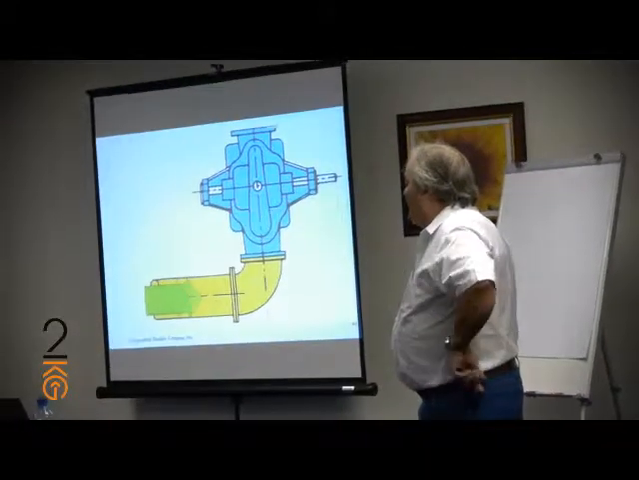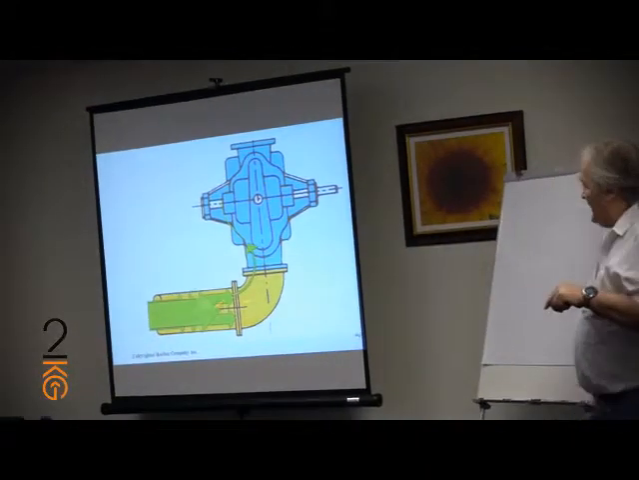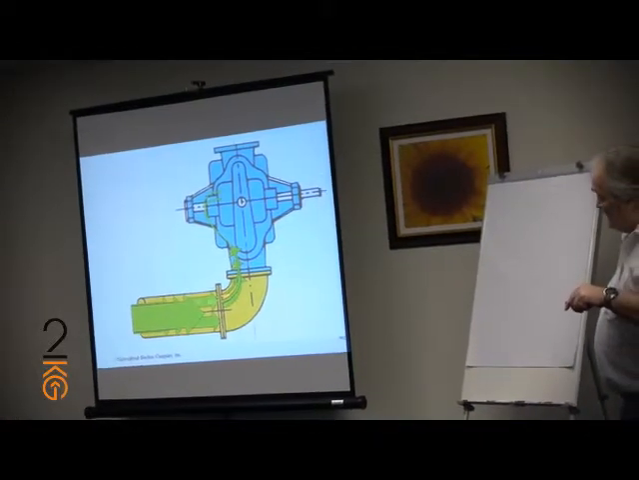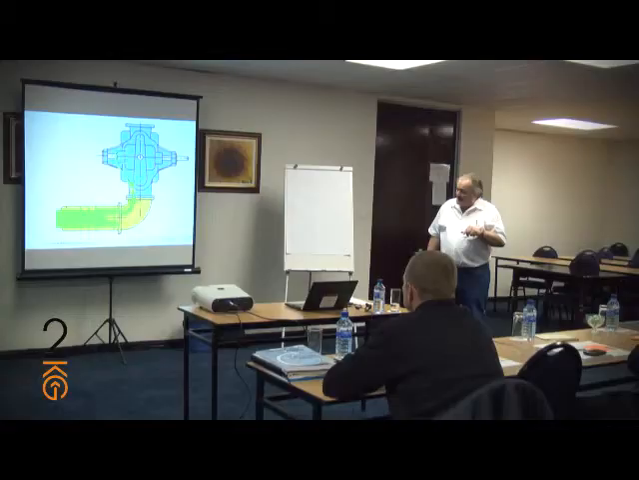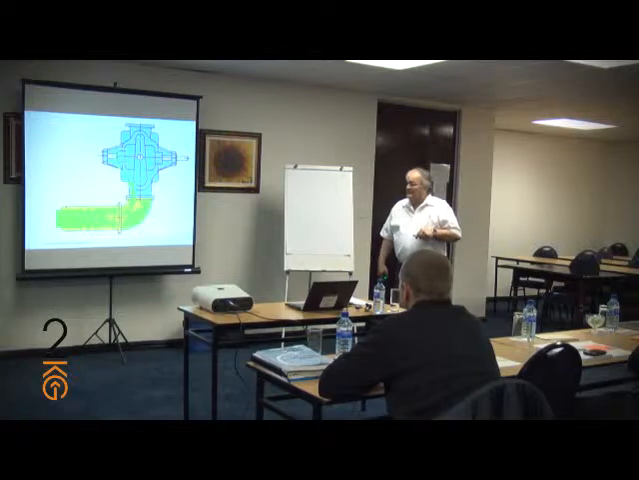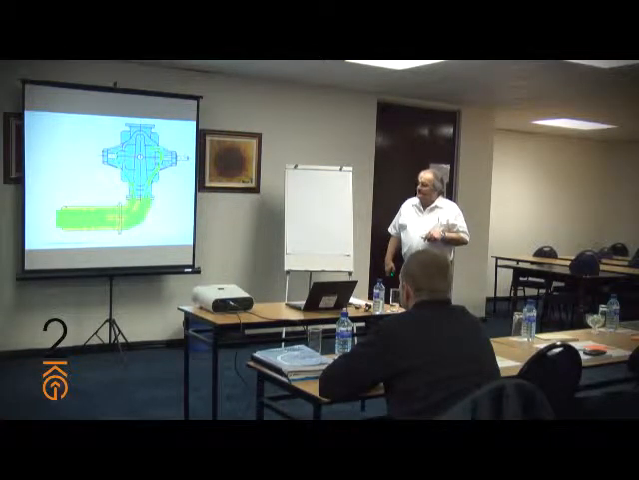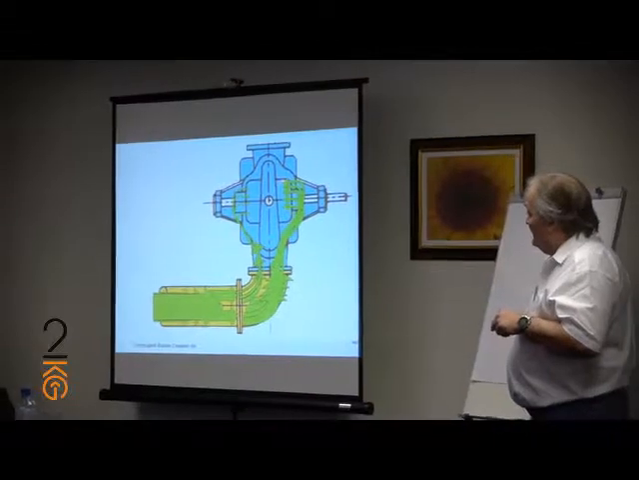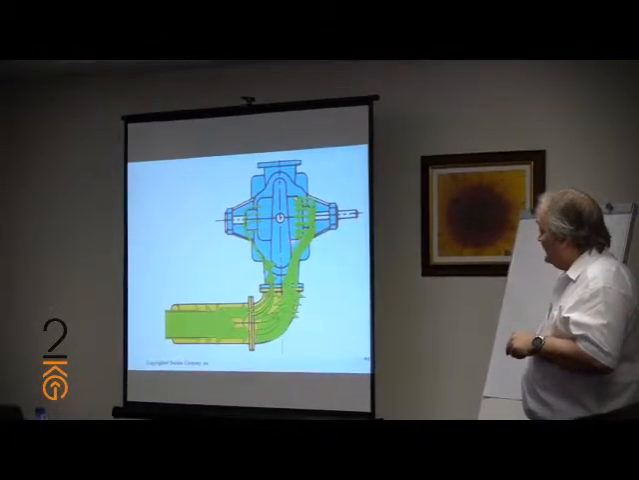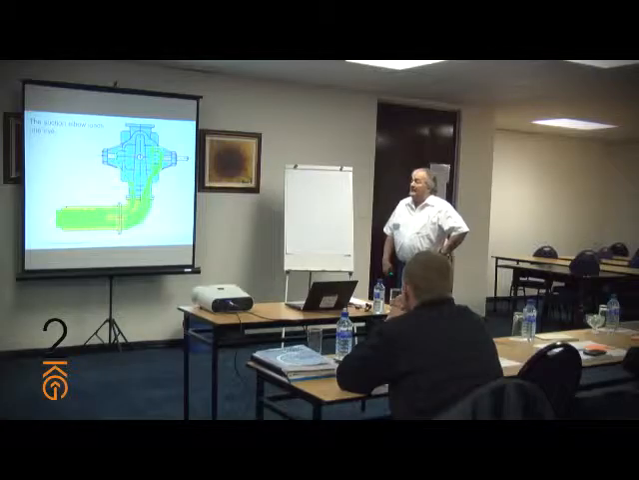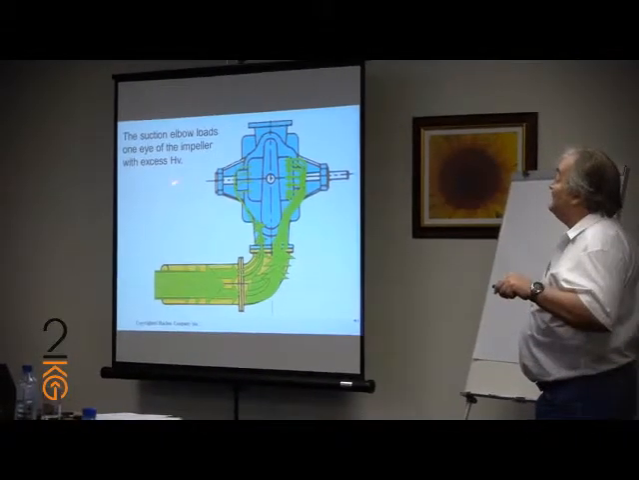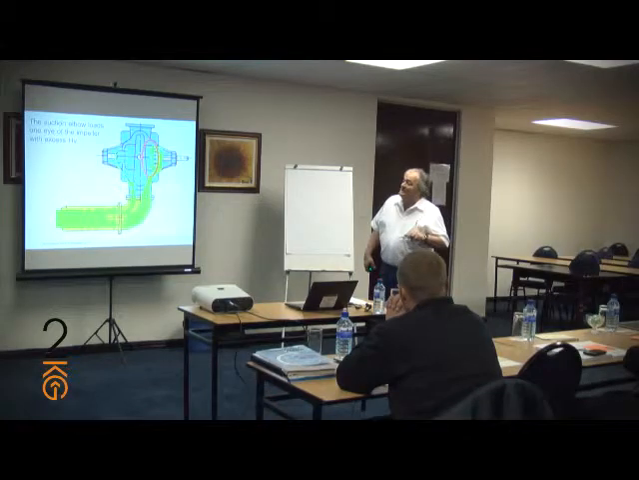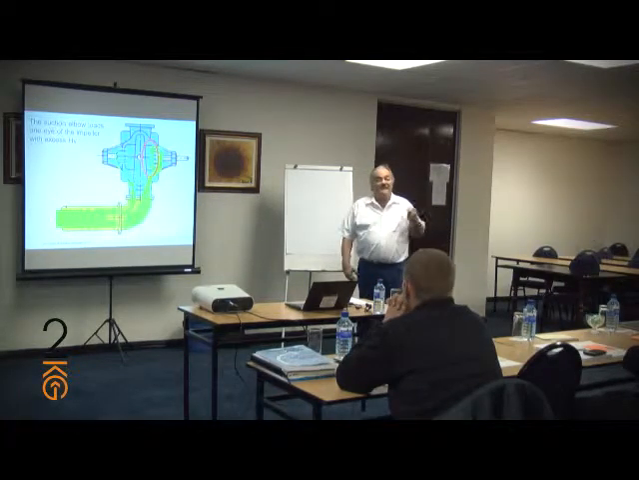Why? Well, as the liquid comes into the pump suction nozzle, a little bit of the liquid can come through the inside diameter of this elbow, come around over to here and feed this eye of the impeller down inside the pump. But most of the liquid is going to slam into the back side of the elbow and come over here and feed this eye of the impeller. So the suction elbow loads one eye of the impeller with excess velocity head. That means velocity energy. Whenever I say the word head, you can think energy.